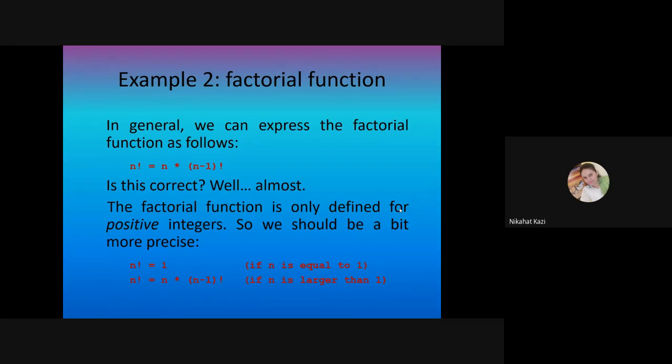So the recursive solution to the factorial function will be complete when we also write the smallest version of the problem. We should write that n factorial is 1 if n is equal to 1. N factorial is n into n minus 1 factorial if n is larger than 1.